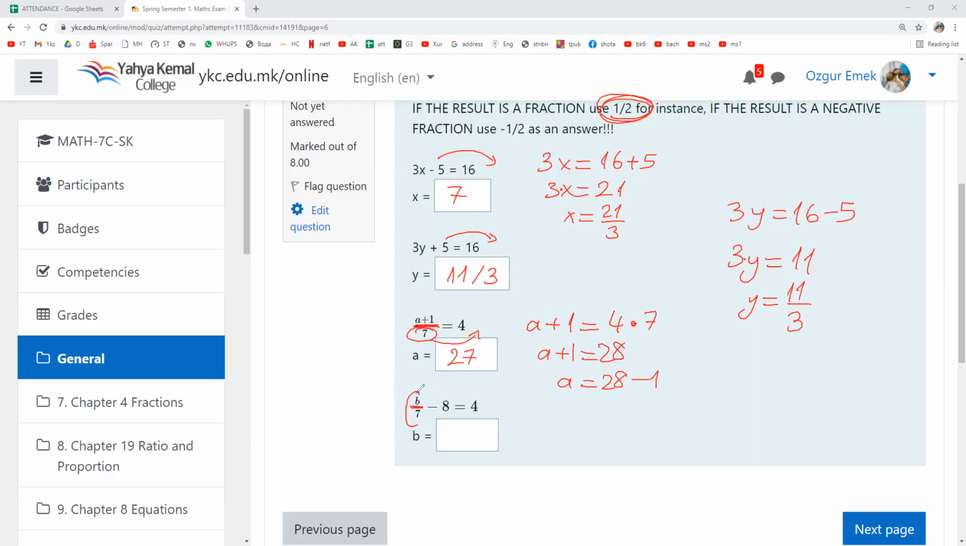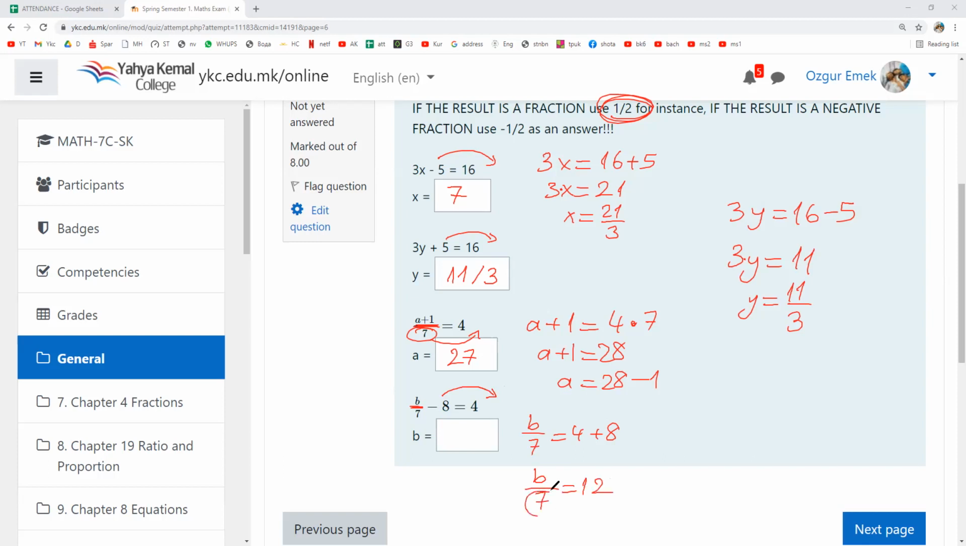But here, the fraction bar is short one. This fraction is calculated first, then we subtract 8 from this fraction. So the final operation is subtraction of 8. This is what we should get rid of first. Minus 8 on the other side is plus 8. B over 7 equals 12.